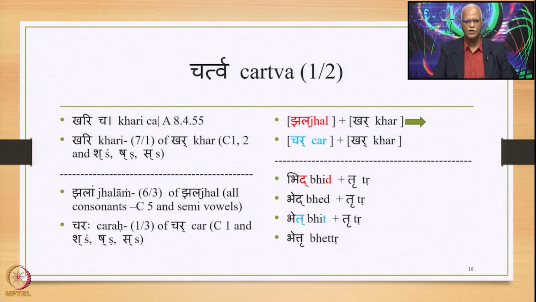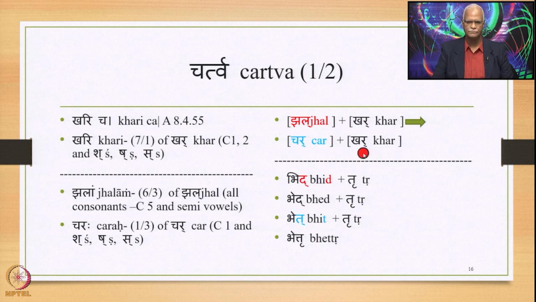So the sutra means immediately before khar, jhal is substituted by char. I repeat, immediately before khar, jhal is substituted by char. In place of jhal, substitute char. So this is the equation: jhal plus khar is the input, and the output generated is char plus khar.